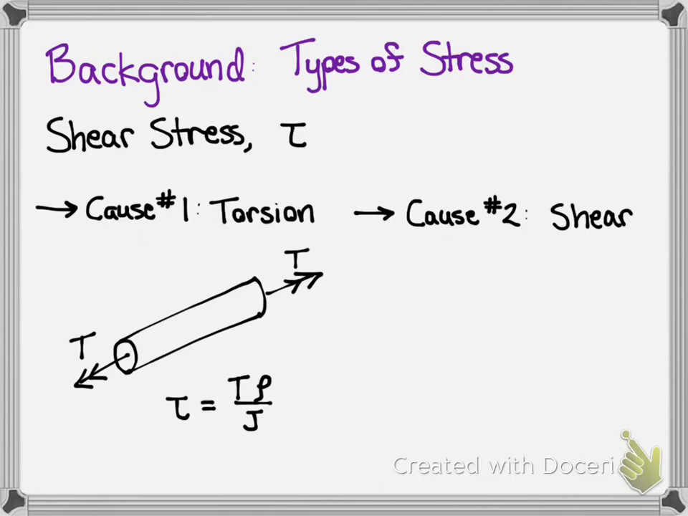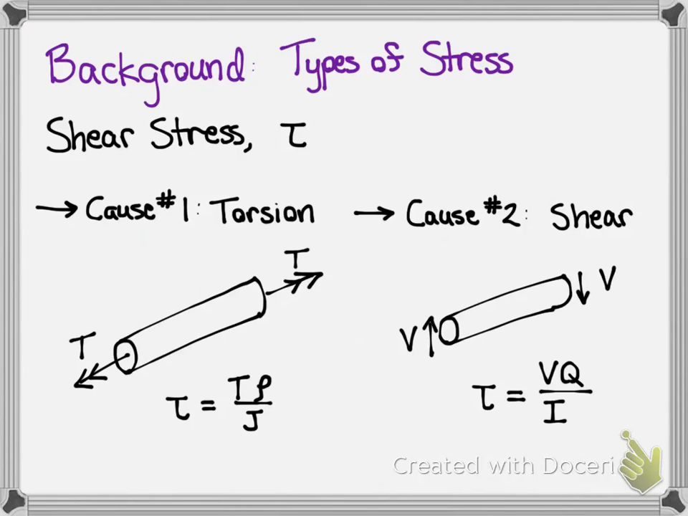The final cause of shear stress is a shear force of magnitude V, and the stress caused by that shear force is given by tau equals VQ over It, and we'll get into exactly what those mean later because it's a bit more complicated than the rest.